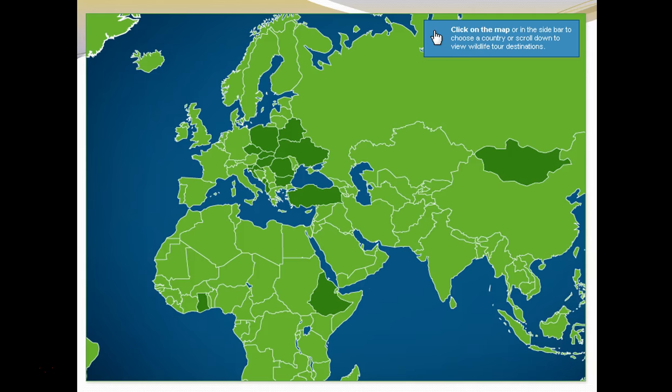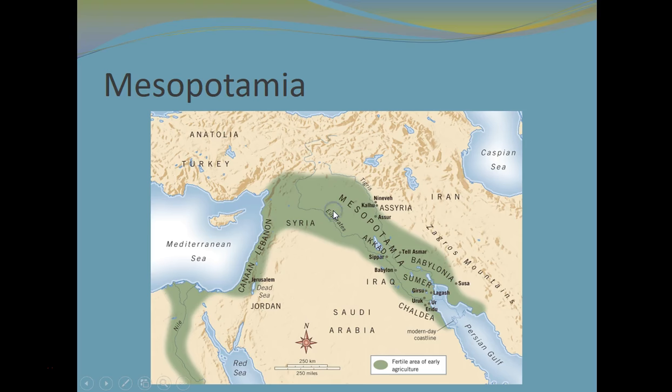Now, we started off right around here in the Fertile Crescent, or Mesopotamia. There it is, right here. You can see it kind of makes a crescent shape, and that's why it's called the Fertile Crescent. Mesopotamia meaning between the two rivers.